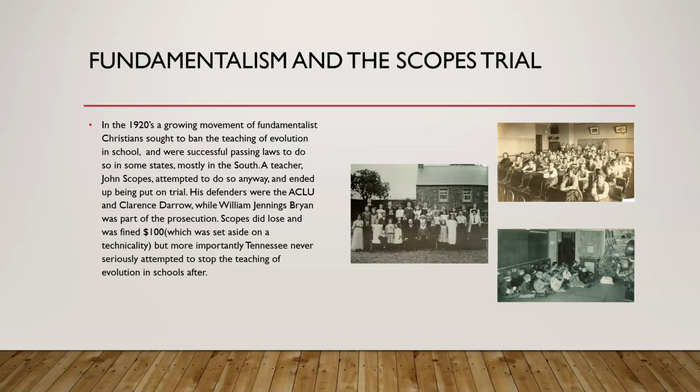It was a technicality. And the important thing that came out of this, though, is that Tennessee never seriously attempted to stop anybody from teaching evolution in schools again. While it was a law there for a long time that you weren't allowed to teach it, they stopped trying to enforce that law. So if a teacher felt that it was in the best interest of students to teach it, then they were able to teach it, and nothing was done to them because of that.